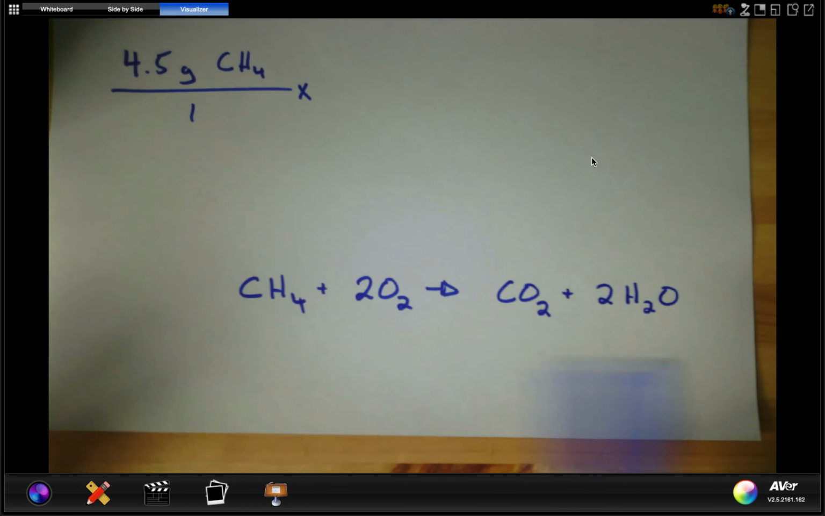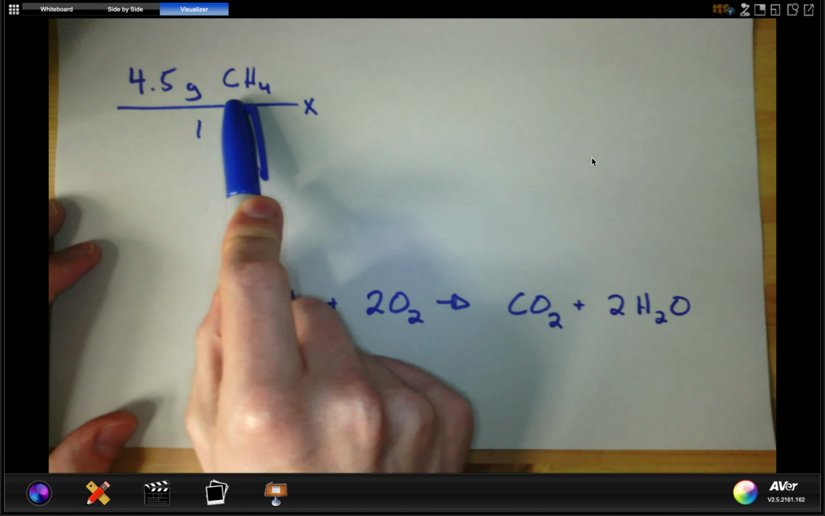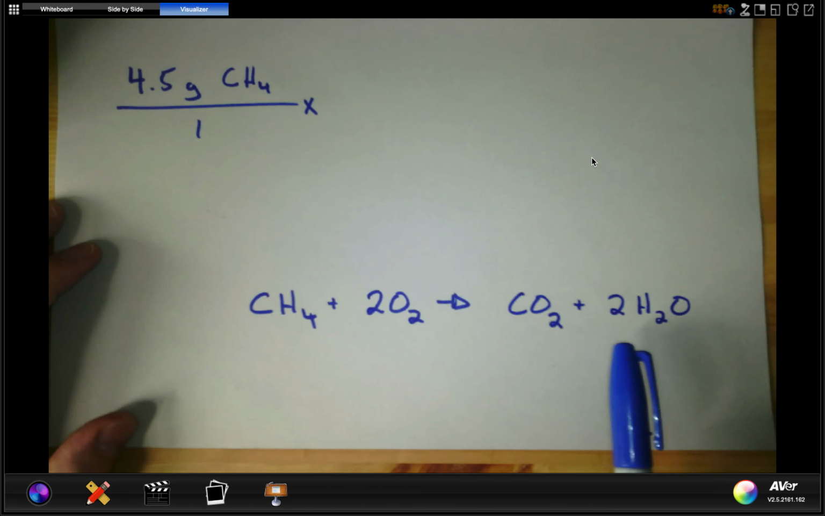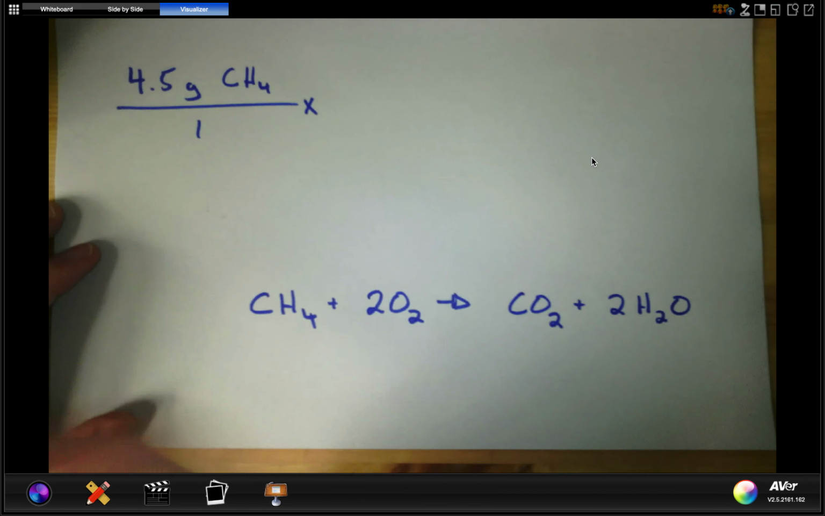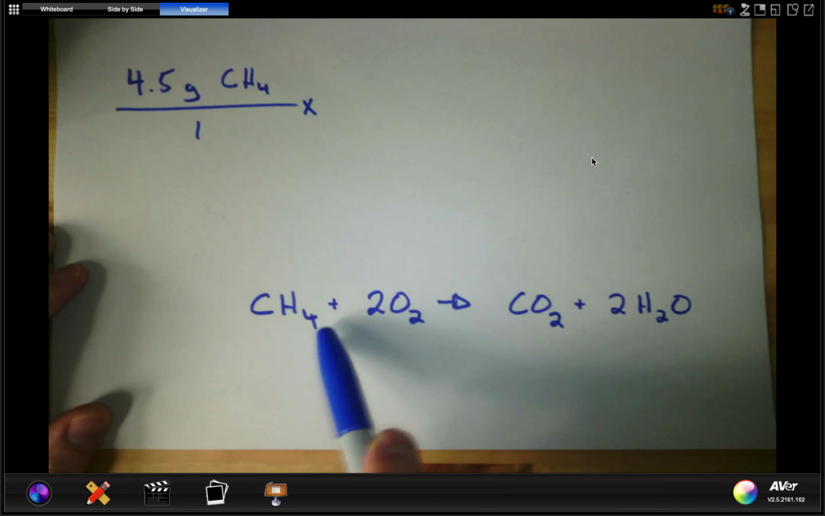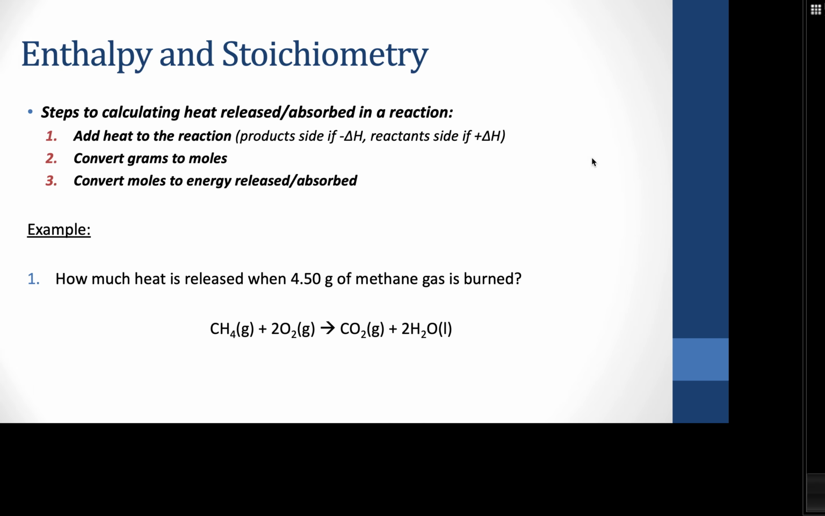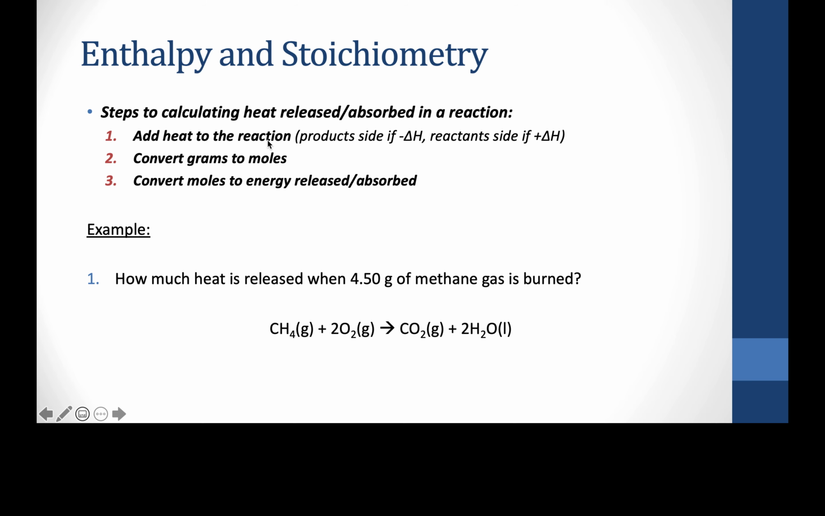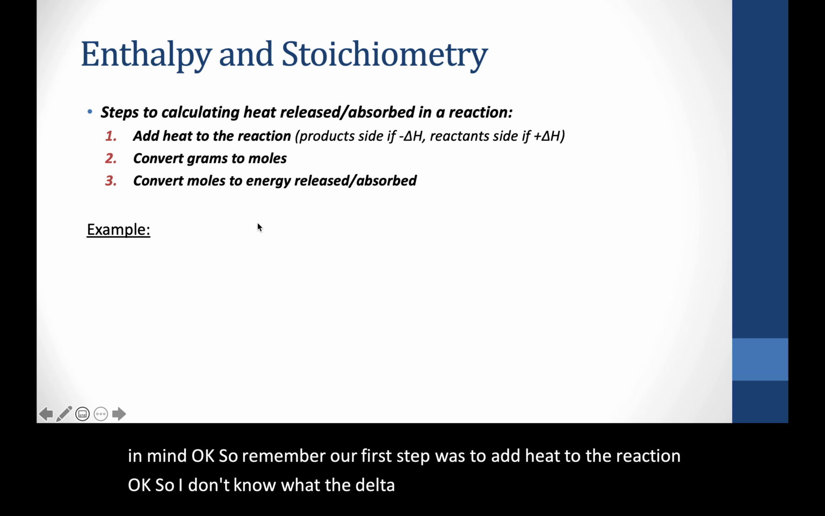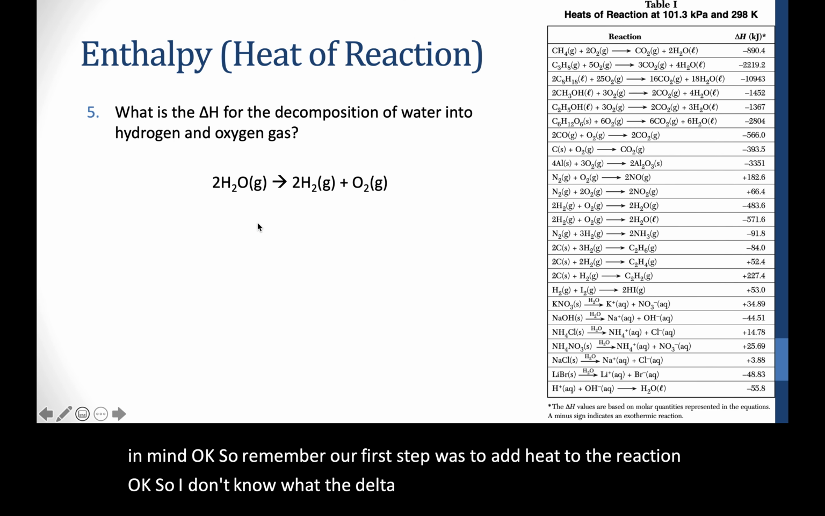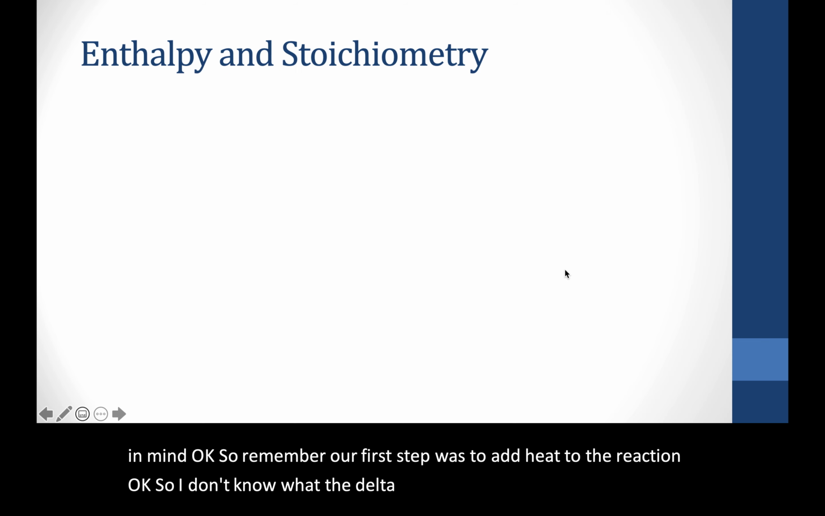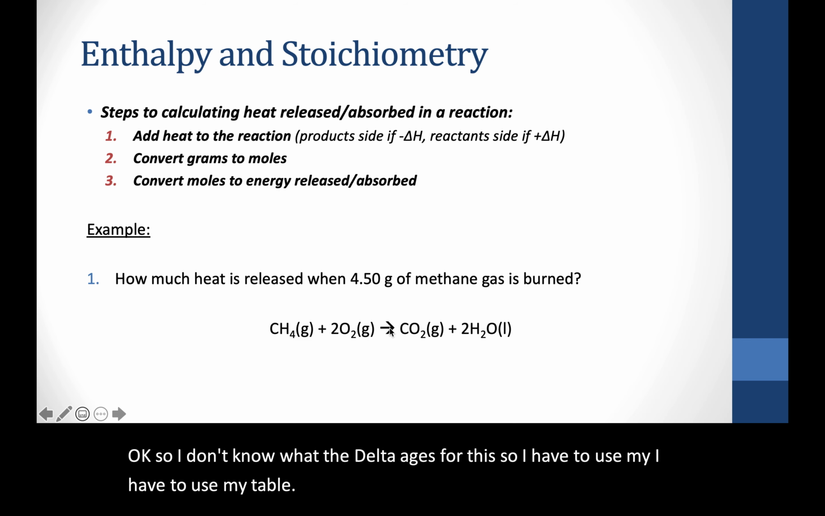This is something you should do whenever you're doing one of these problems. I wrote down the given, and then this is going to be important, so I just copied it over. You won't normally have to do that because you'll be looking at the problem, but we want to keep this in mind. Remember, our first step was to add heat to the reaction. I don't know what the delta H is for this, so I have to use my table. I have to find this reaction here in my table to know what the delta H is.